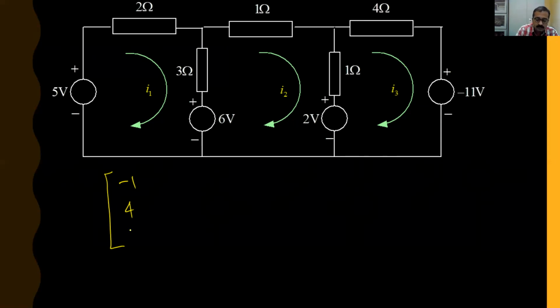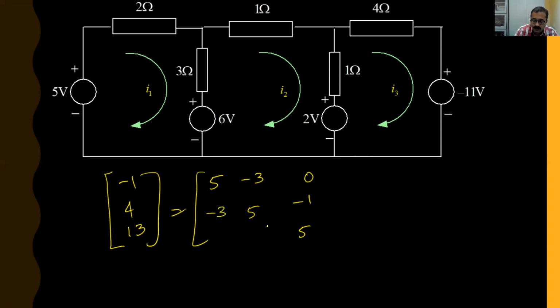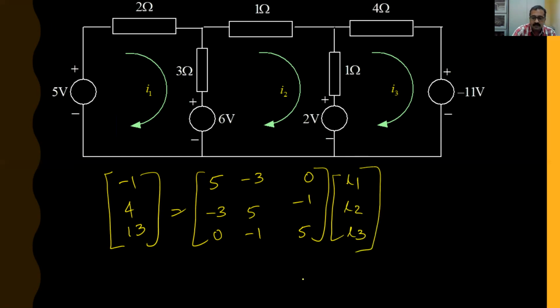11 plus 2, 13. What will be Z11? 2 plus 3, 5. So Z22 will be what? 3 plus 1, 4. 4 plus 1, 5. Z33 will be 4 plus 1, 5. Z12 is minus 3. Z13 is 0. Z23 is minus 1. Z21 is minus 3, Z32 is minus 1. Then 0, minus 1, into I1, I2, I3. Okay, that is what is shown here.